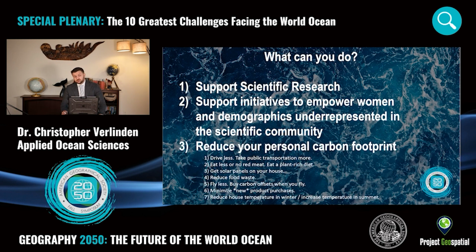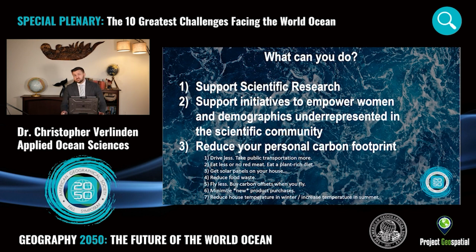Third, reduce your personal carbon footprint. Now, I am not an expert in this particular portion of climate science, but I interviewed a lot of experts in preparing for this talk, and some of these things are very simple. You can drive less and take public transportation more. Eat less or even no red meat. Eat a plant-rich diet. Get solar panels for your house. Reduce your food waste. Fly less, and maybe buy carbon offsets when you do fly.